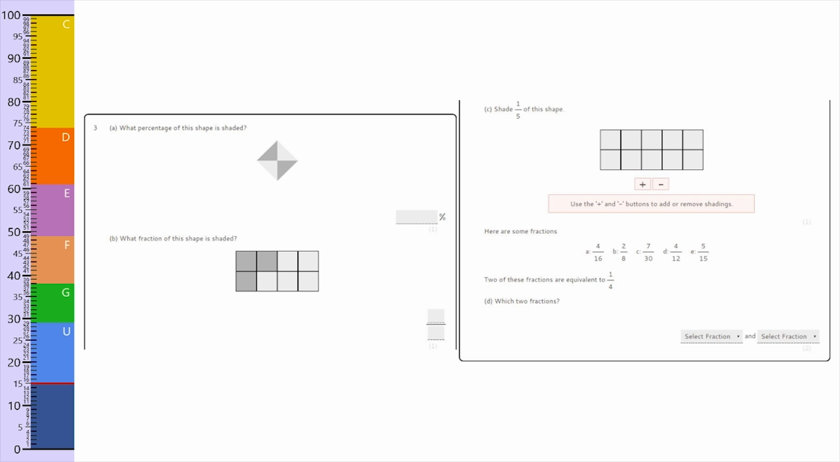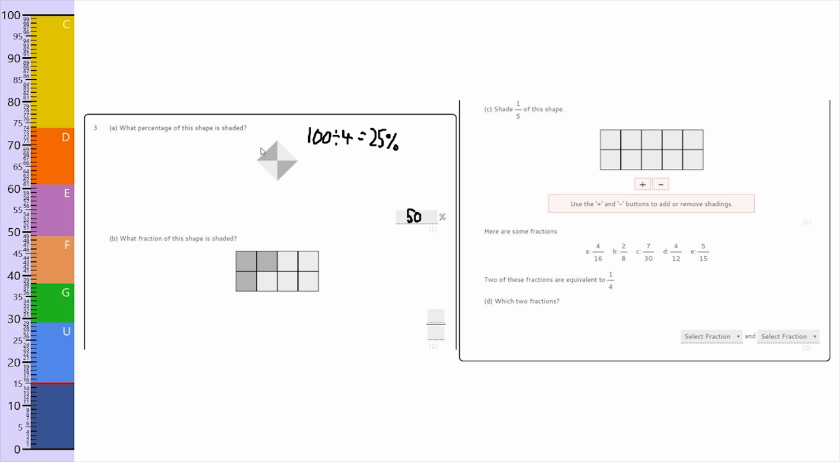Okay, so a little bit of a shape exercise. What percentage of this shape is shaded? So we know that there is 100% as a whole, so this is going to be out of 100. And how many parts have I got? Well, I've got 4 parts. So each part is worth 100 divided by 4, which I know is 25. So each of those parts is worth 25%. 2 of them are shaded, so it's 2 lots of 25%, which is 50%.